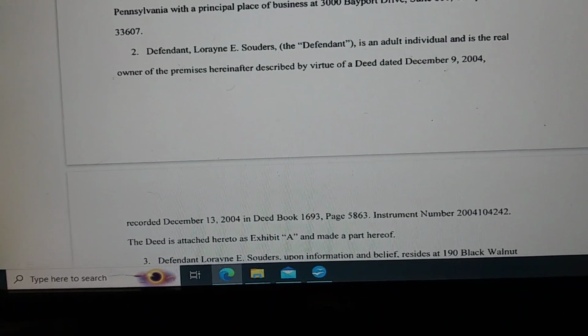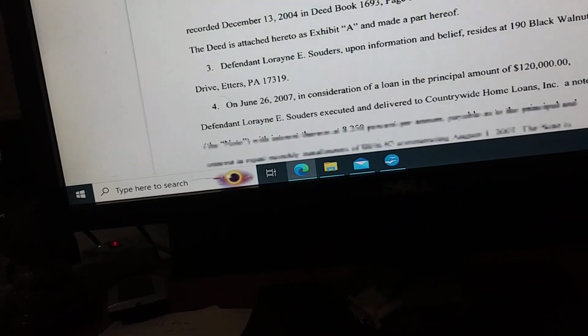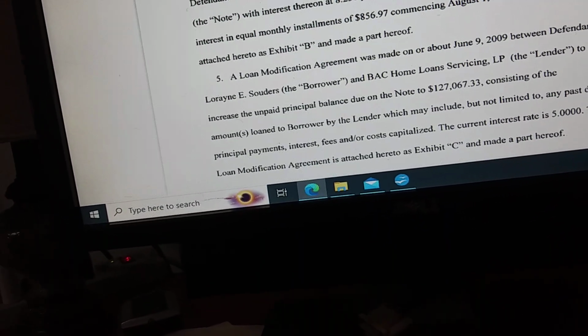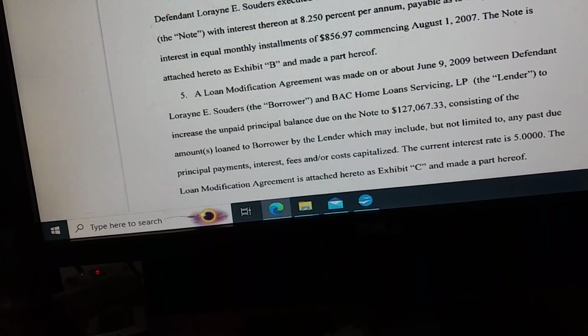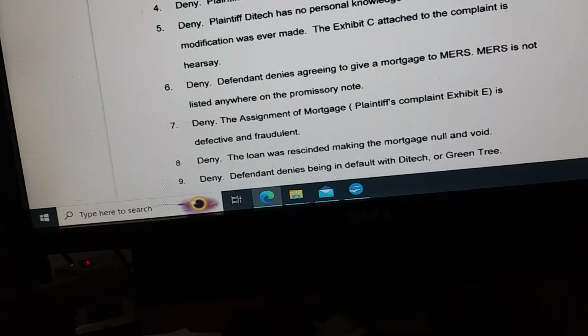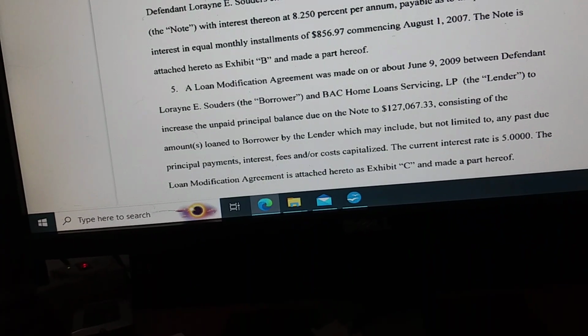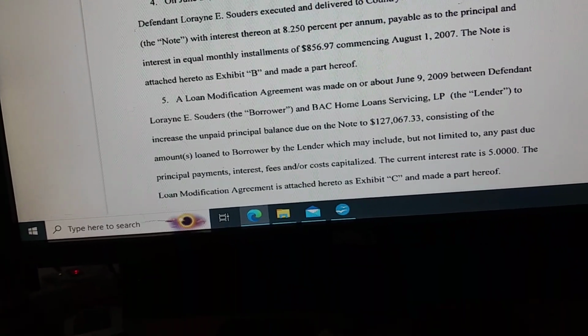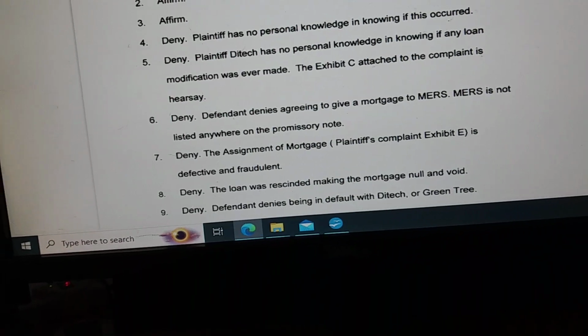Okay. Number 2, it says I'm the defendant. So you can hit deny or affirm next to it. And then you go back to my counterclaims. It says number 2 affirm, number 3 affirm. Number 2 was the deed, which I have. Number 3 is me, which is correct. So I affirm both of those.